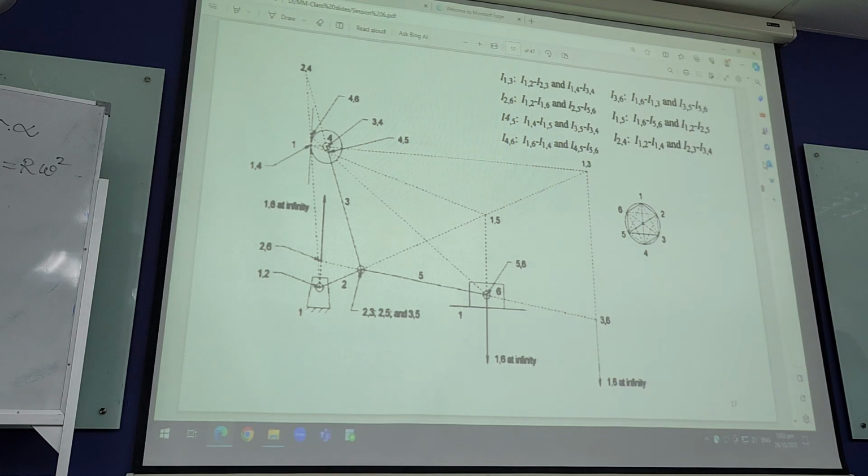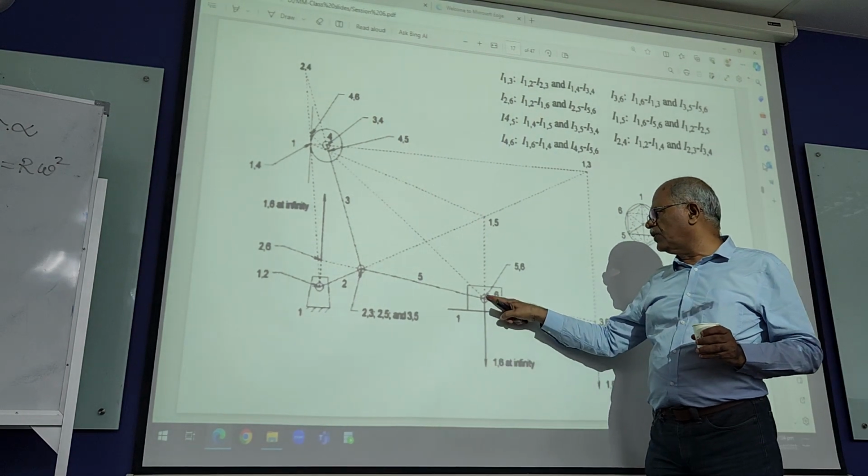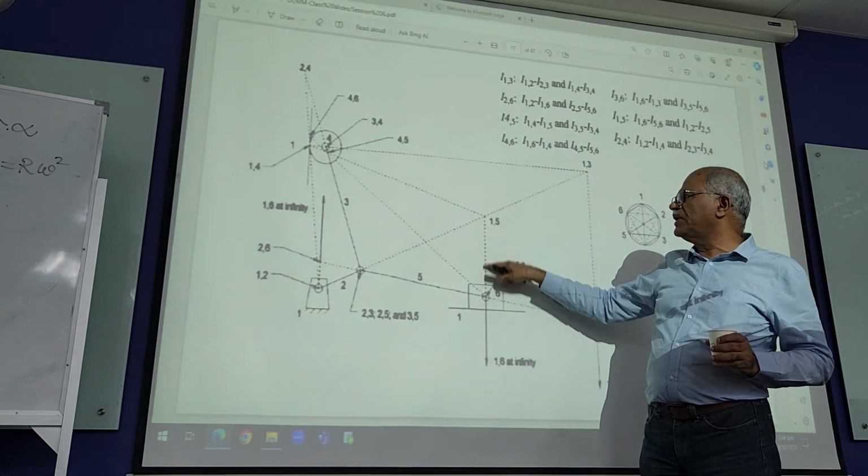Okay, so then you can find out 4, 5. The 4, 5 is between 1, 4 and 1, 5. So you know 1, 4 is here, and this is 1, 5. Here 1, 6 is at infinity, and 5, 6 is here. So 1, 5 will be on this line.